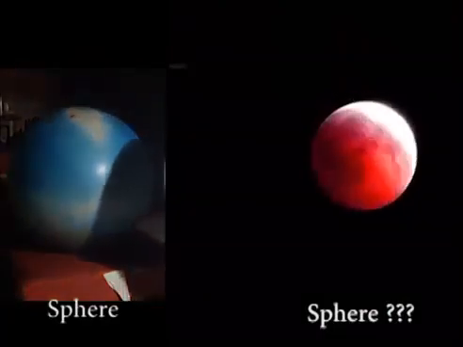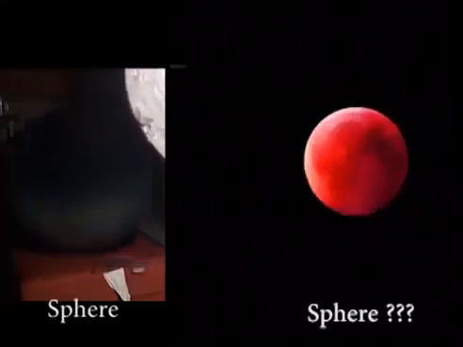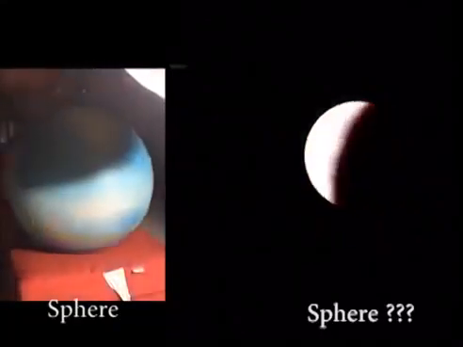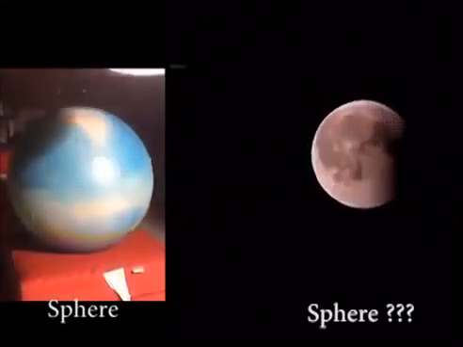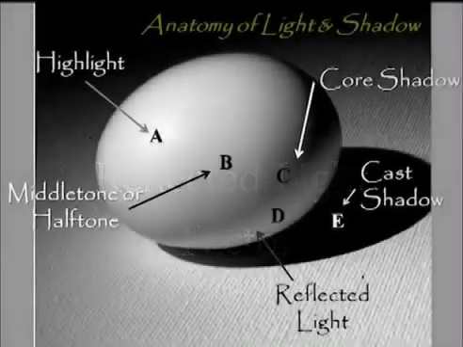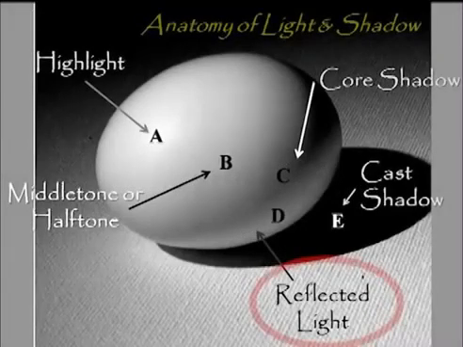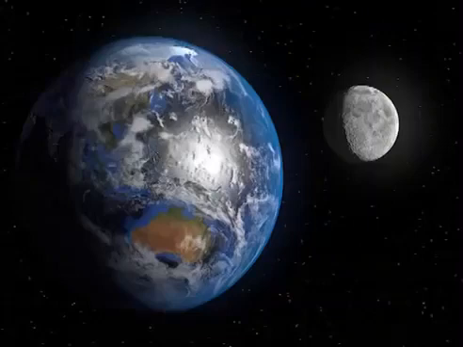Those three factors are good enough for us to see that the moon is not a sphere, but one factor is needed to realize the moon's surroundings, and that's reflected light. When another object under the same light source is in close proximity of the object in question, i.e. the moon, it should have light bouncing off of the earth and reflecting onto the moon.